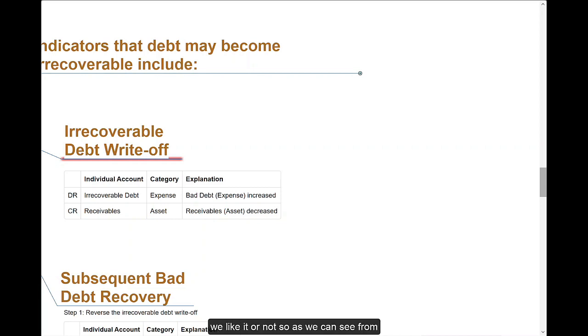So, as we can see from the double entry shown in the middle of the page there, we debit irrecoverable debt. So we increase irrecoverable debts by the value, let's say $150. And we credit receivables. Why? Because receivables, we know, are an asset. To reduce receivables, we must credit. So to increase an expense, we debit. To reduce a receivable, we credit. And that's it. In terms of the explanation, we would need to put the reason in and obviously a little bit of detail.